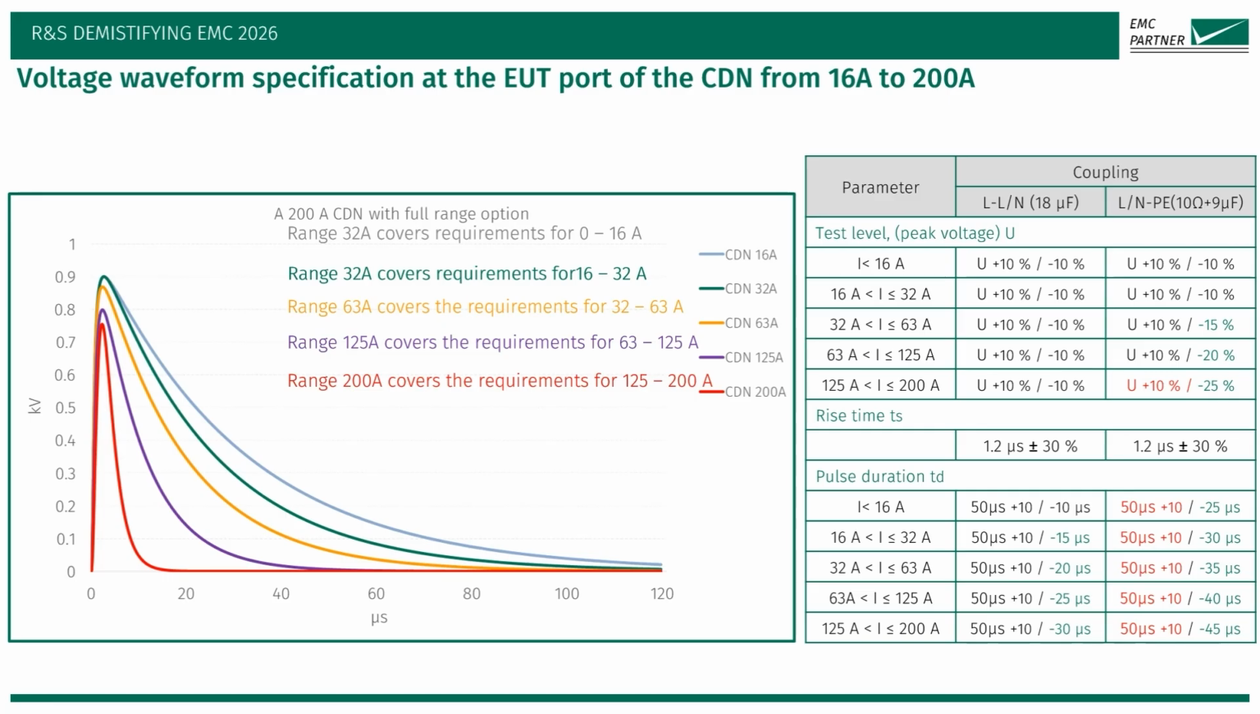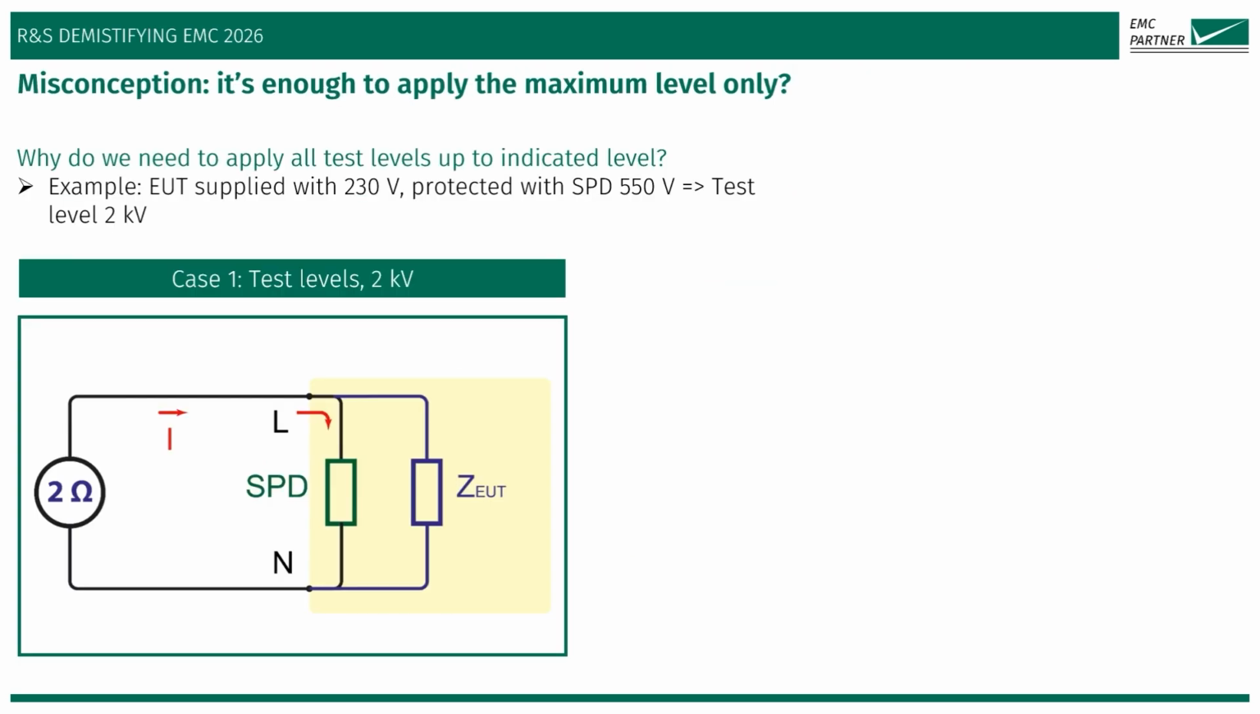For example, at the line to PE coupling, the duration tolerance expands from 25 microsecond at the lower current to 45 microsecond at 200 amps. That's why every range must be individually calibrated. This ensures that the 1.2 by 50 microsecond impulse remains within the specified limit, regardless of the rated current of the device being tested. Let's start with some misconceptions.